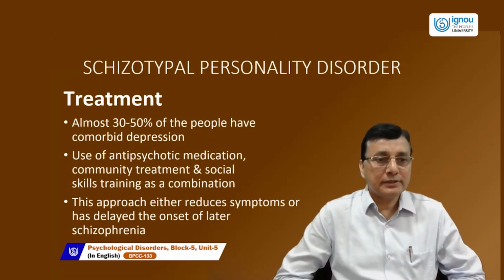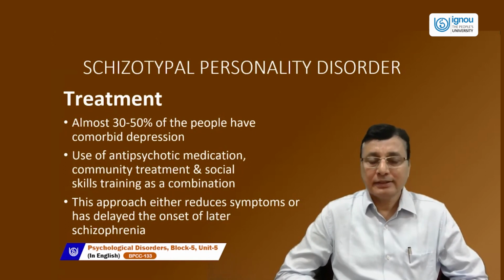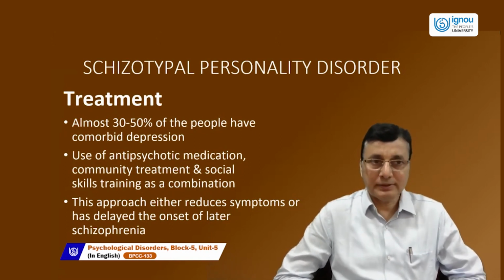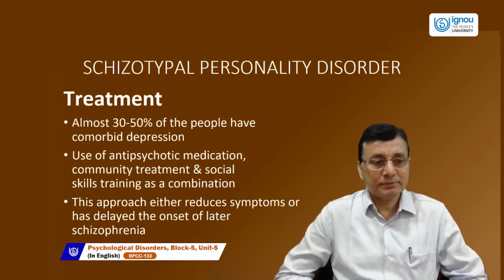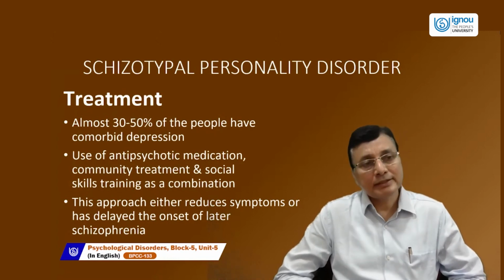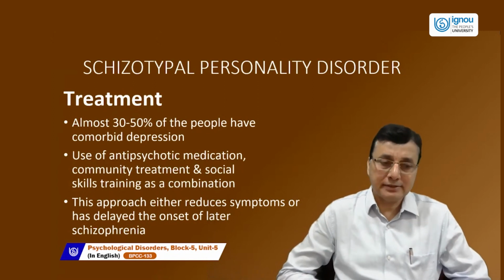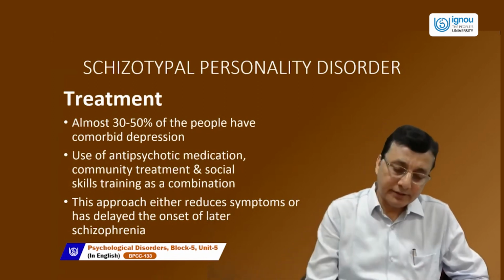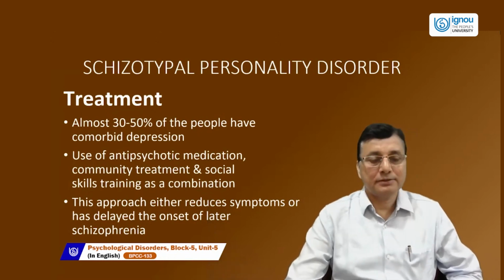Almost 30 to 50% of the people have comorbid depression. Use of antipsychotic medication, community treatment, and social skills training as a combination is very useful in this personality disorder. This approach either reduces symptoms or has delayed the onset of later schizophrenia. So there is a tendency to develop schizophrenia in schizotypal personality disorder. So the treatment is very much required to delay the process of development of schizophrenia.